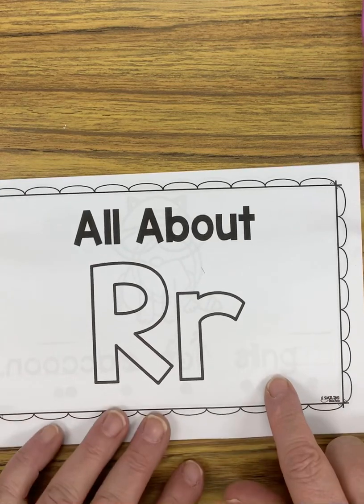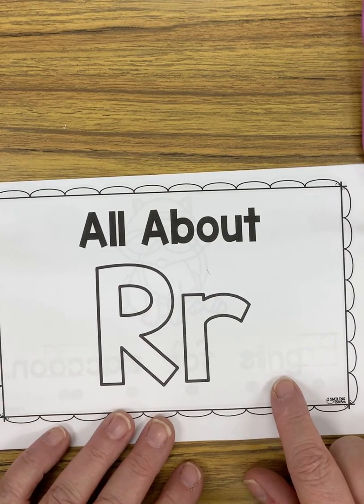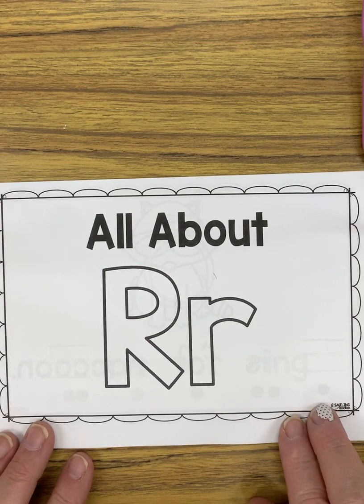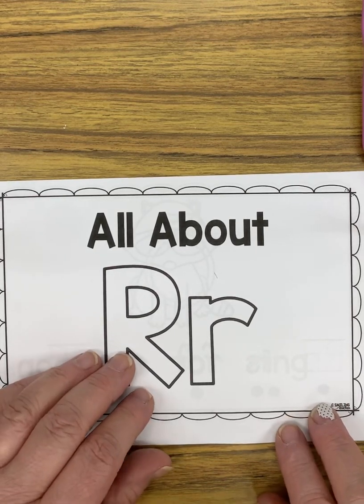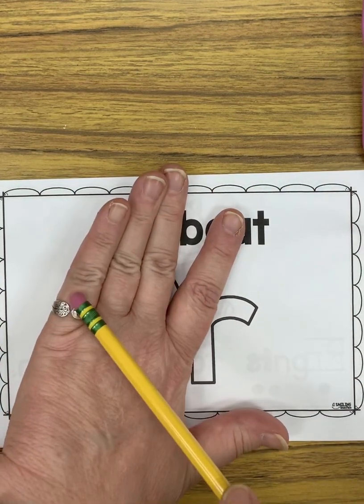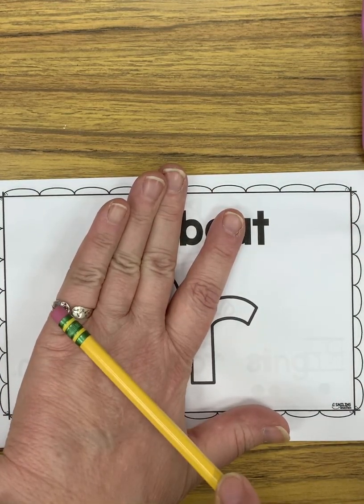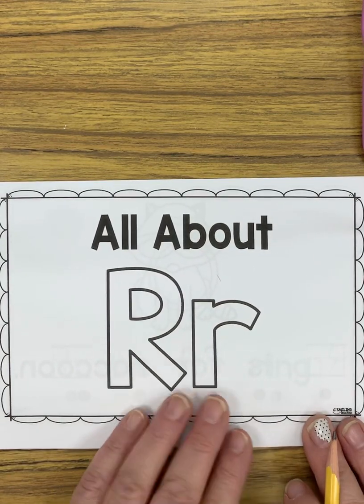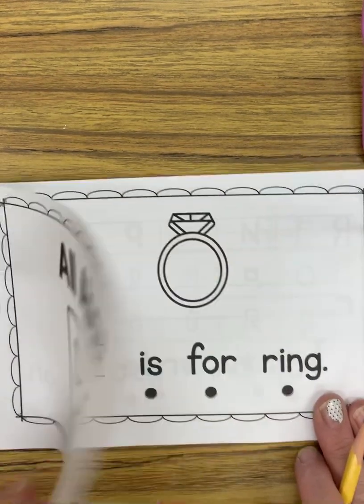Okay, so we talked about several things that started with R. Do you remember any of the pictures that I showed you in the slide before? I'm looking around the room and I could think of my ring starts with R, the letter R, room. Let's see what they wrote about.